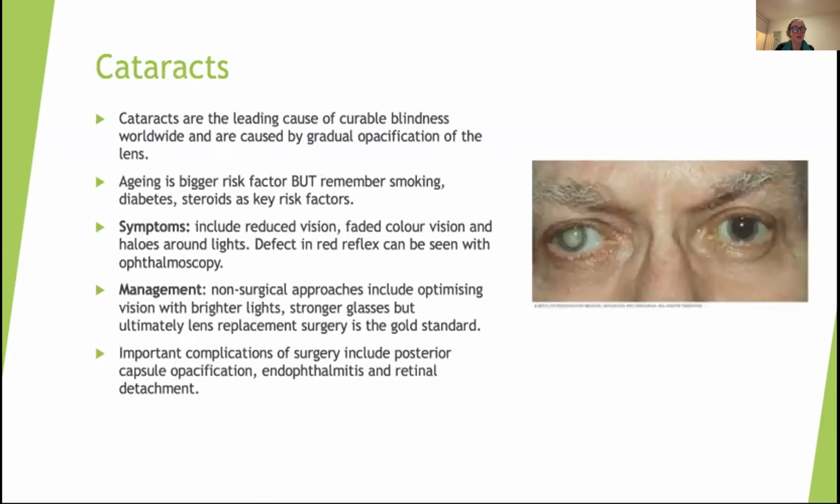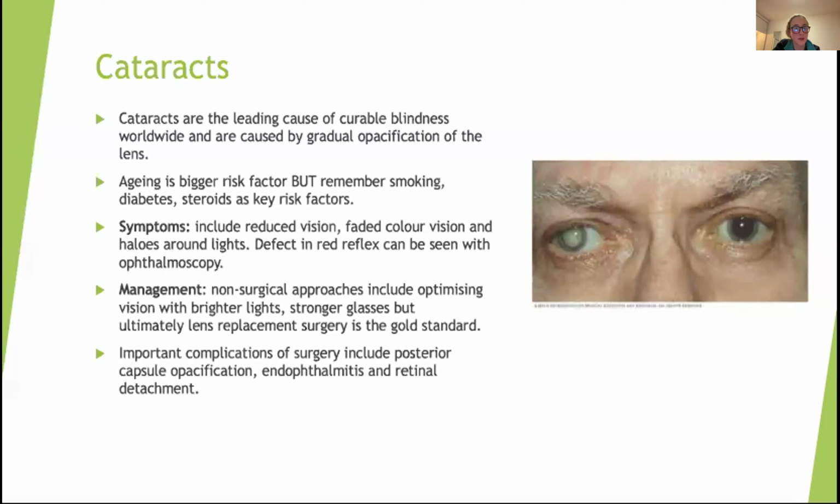So cataracts is the leading cause of curable blindness, whereas ARMD is the leading cause of incurable blindness. And this is when you get gradual opacification of the lens. The main risk factor is aging. Just as you get older, the lens gets cloudier, but smoking, diabetes, and steroids are also key risk factors. And steroids is one to really remember here.